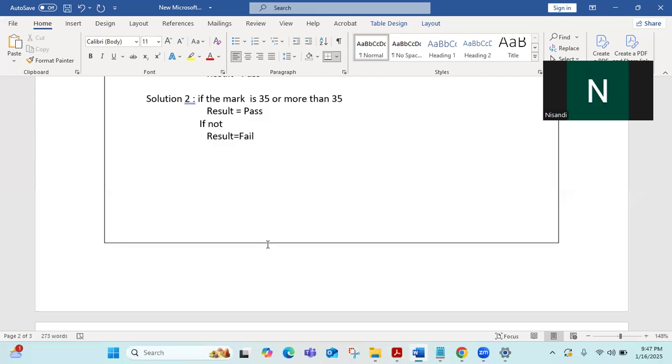Right. Then what is the output? Display whether the student has passed or failed. Output is, you can say, pass or fail.